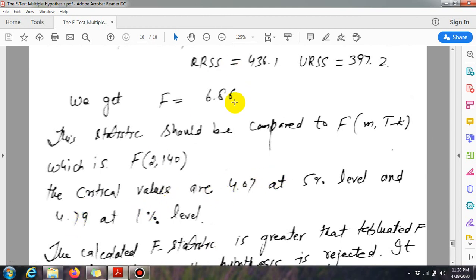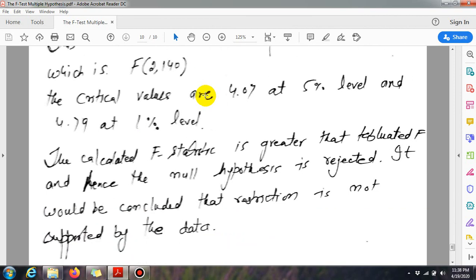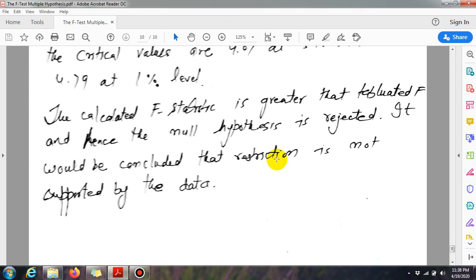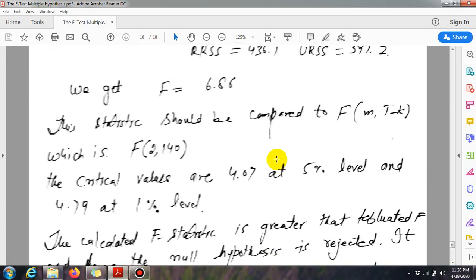So you can see that these are the tabulated values and this is our calculated F statistic. We can conclude here that the calculated F statistic is greater than the tabulated or critical F, and hence the null hypothesis is rejected. On these findings, we conclude that the restriction is not supported by the data, and if we accept the null hypothesis, then the restrictions are supported by the data, as we have explained in the previous session.